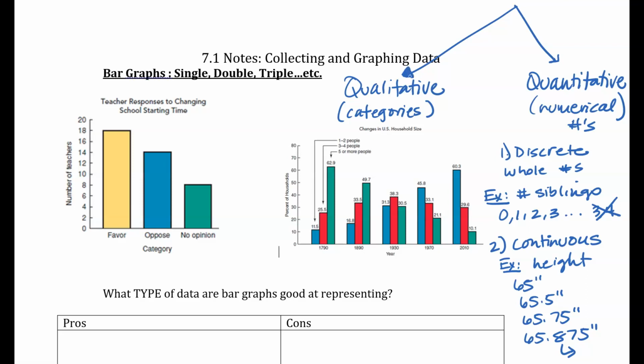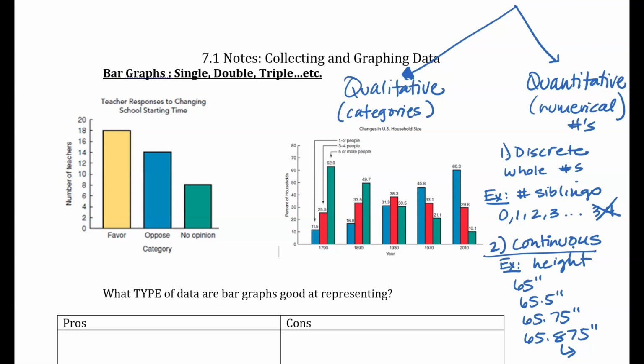Now, is it common to do that? No, it's not common for me to say my height is 65.3256789 inches, but is it possible? Yes. So the numbers that we use to describe height don't have to be whole numbers, so we say that those are continuous. So let's jump into bar graphs.